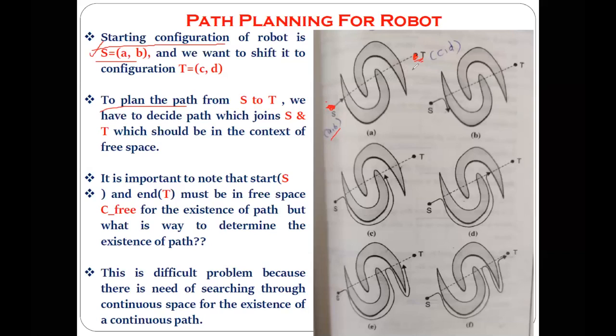And there must be an existence of a path. Path should exist between these 2 points. Then it is possible for the robot to move from the S point to the T point. So what we have to determine is whether a path exists from the point S to T, and if it exists, then how the robot will move from point S to the point T.